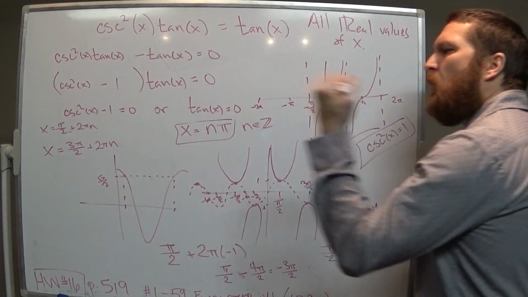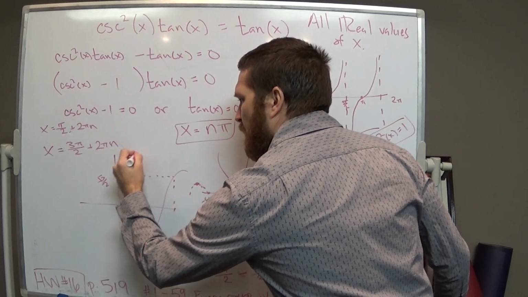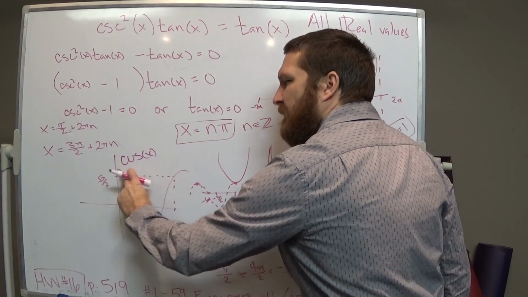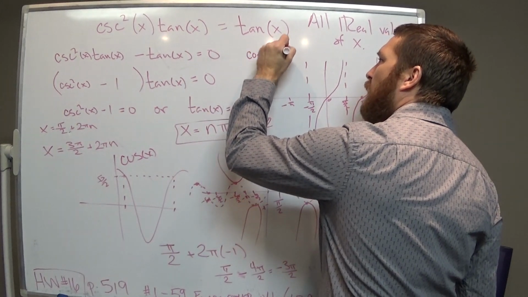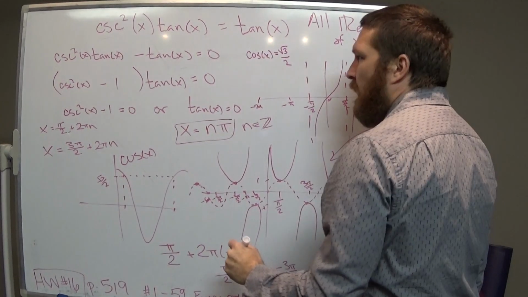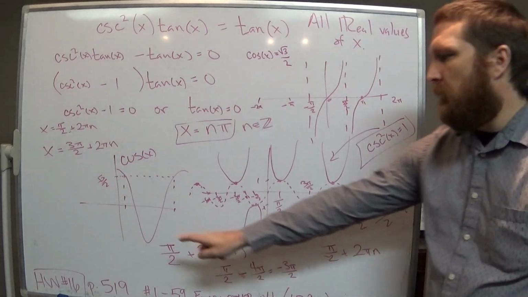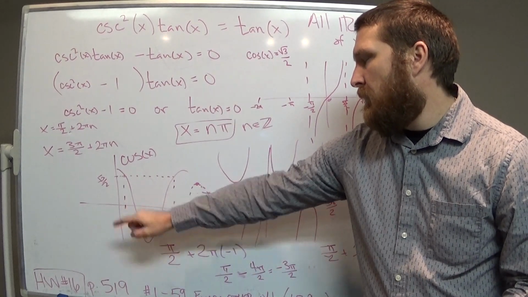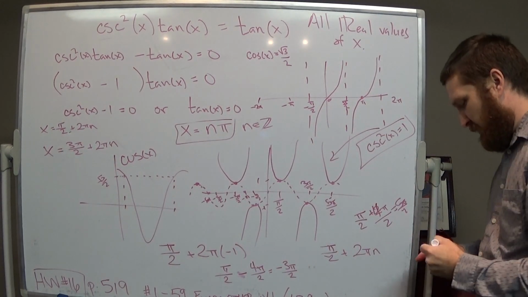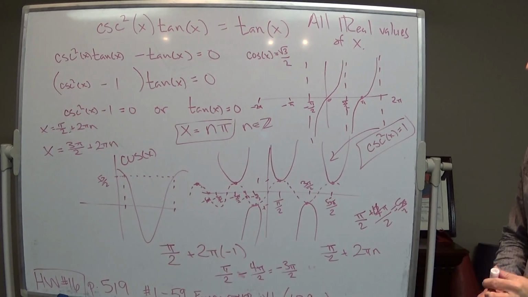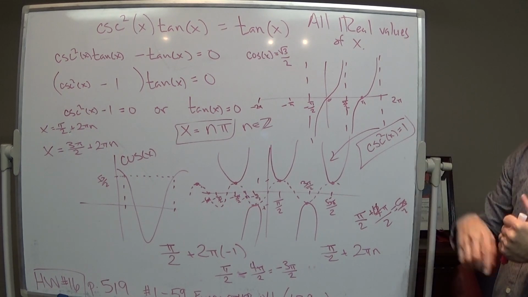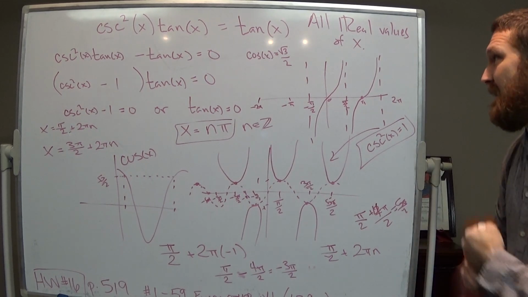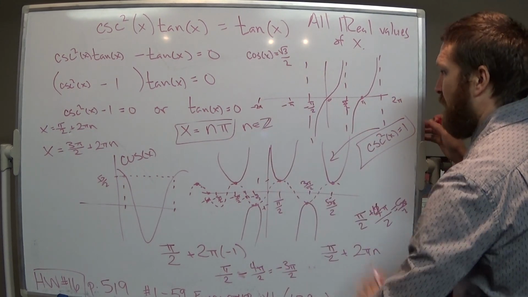Let's say this is cosine x right here, and we're trying to find out where cosine x is equal to root 3 over 2. Well, you tell me, what's that one right there? Root 3 over 2. Think about the triangle. Pi over 3? Oh, no, pi over 6. Pi over 6, right? So let's see, why is this true?